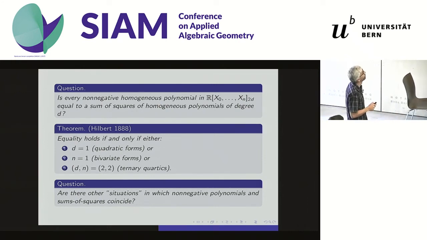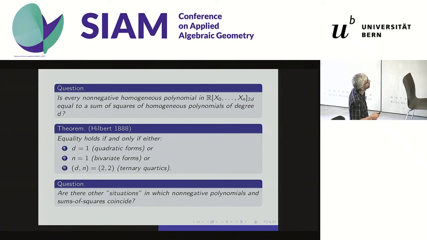So let me more precisely frame the question. Is every non-negative homogeneous polynomial in n plus 1 variables with real coefficients of degree 2d equal to a sum of squares? That's the question he tried to answer, and indeed he answered it. Equality holds if and only if we are in these situations.